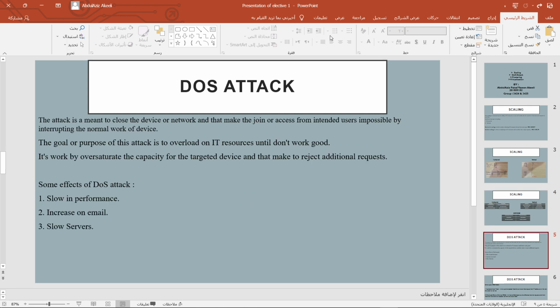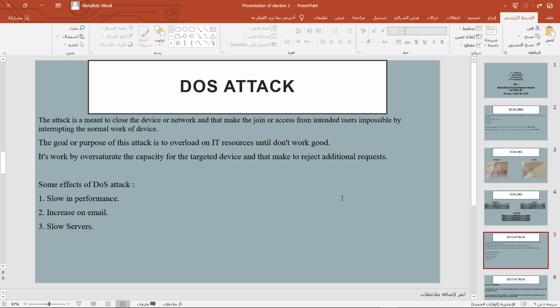The second subject we have here is DOS attack. In the beginning, with a DOS attack, we must remember one word: overload. The attack is meant to shut down the device or network, making access very hard or impossible. The goal or purpose of this attack is to overload the IT resources until they stop working.